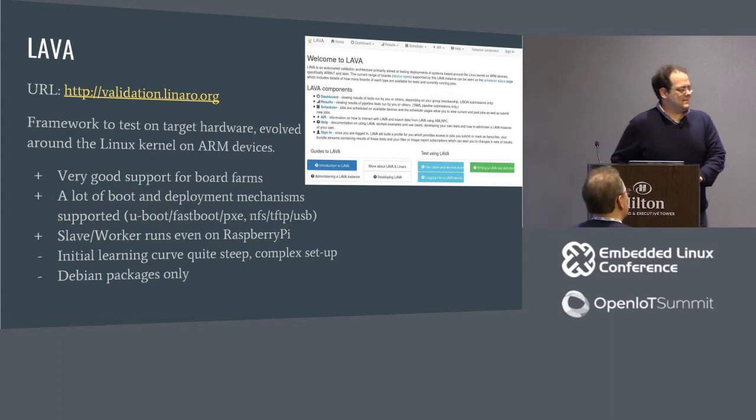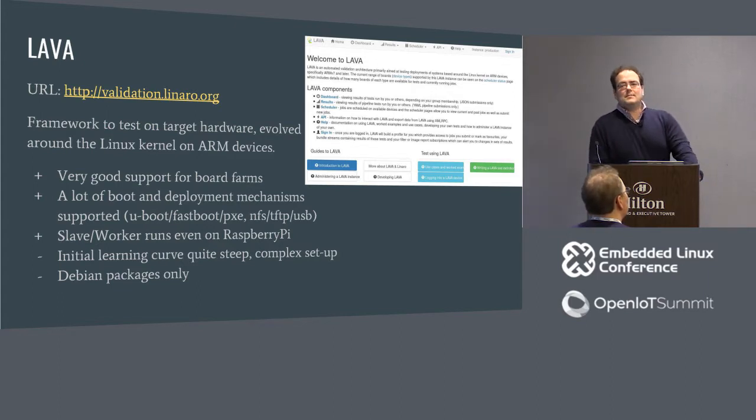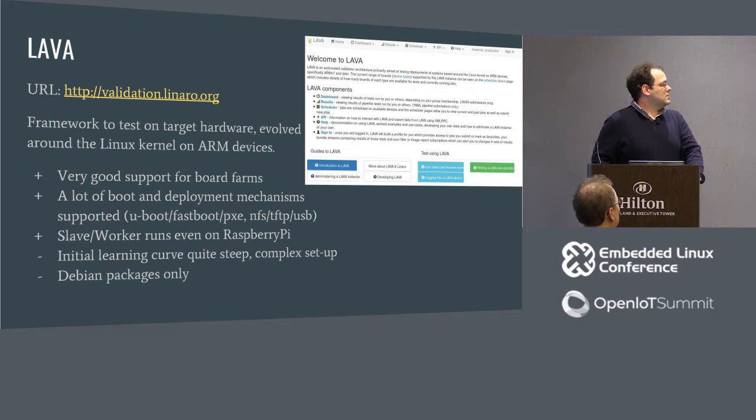The downside is the initial learning curve and setup is quite steep. So you need to dig into it, dive through the documentation probably twice until you have all the interesting spots set up. And you need a Debian machine as it's only packaged for Debian right now.